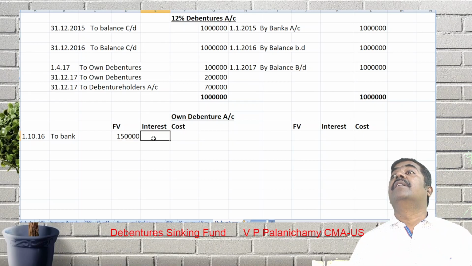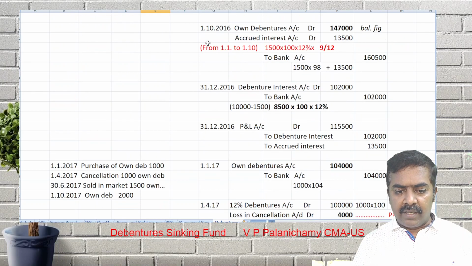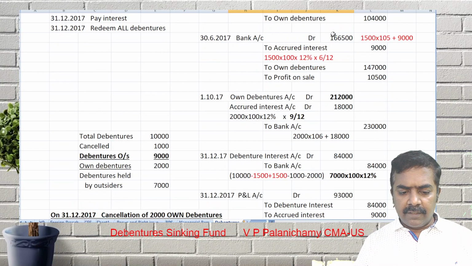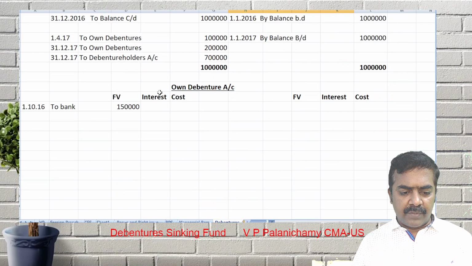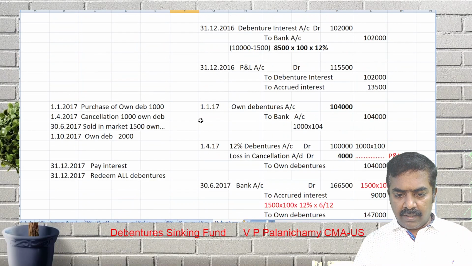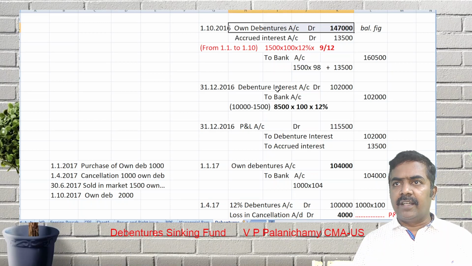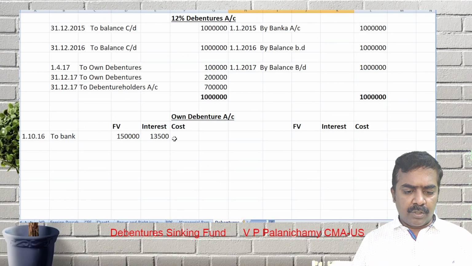Look at the interest. We have paid interest. So on 1/10/2016, what is the interest paid? Accrued interest, 13,500. Cost. What is the cost? Amount spent. Look at the journal entry. How much have we passed in the journal entry? 1,47,000. So cost column, 1,47,000.